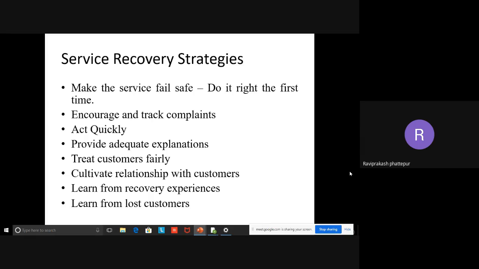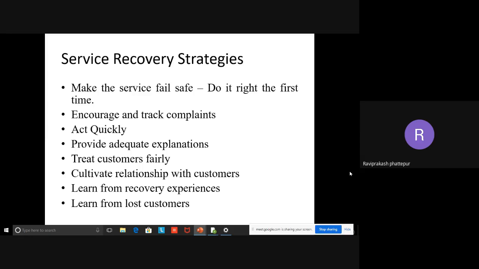Then encourage and track complaints. Act quickly on whatever complaints you have received. Provide adequate explanations for whatever complaints they had, okay, why it happened. Then treat customers fairly. Each and every person is your customer only if he is availing your service. So each and every person has to be treated fairly, as well as each and every complaint has to be treated fairly.